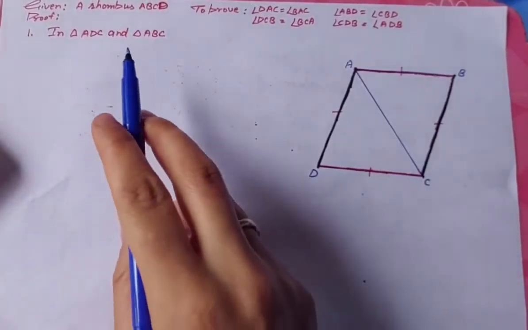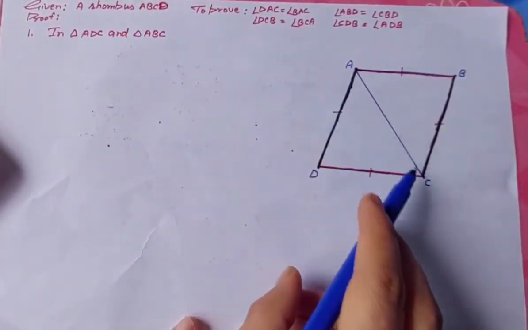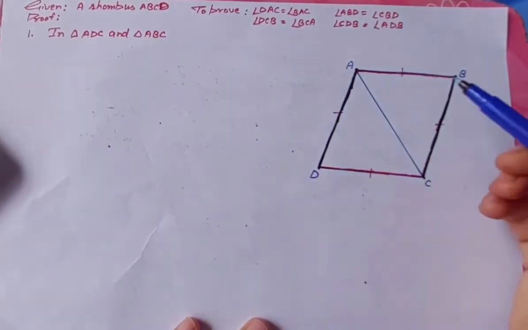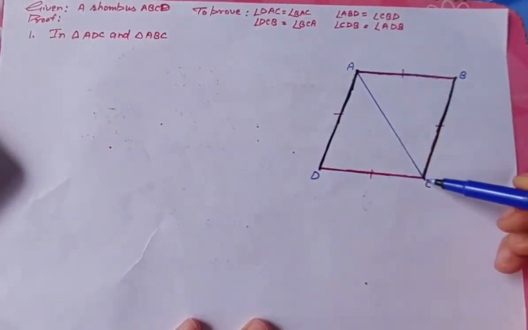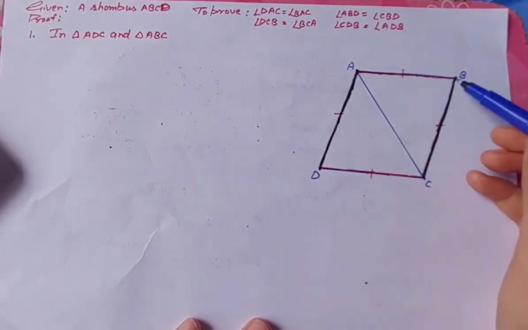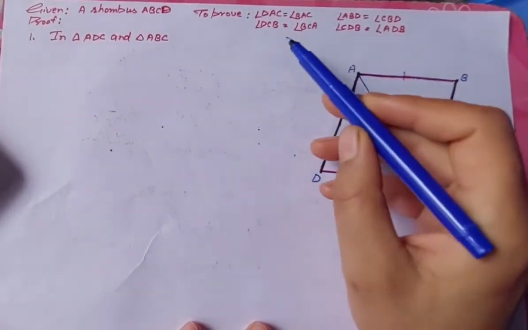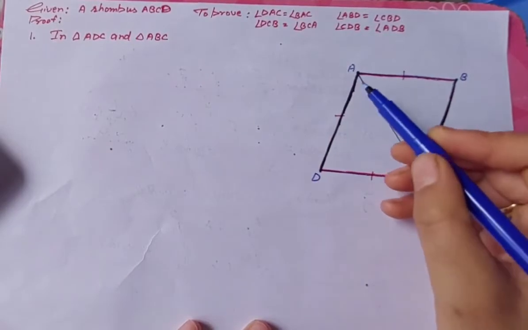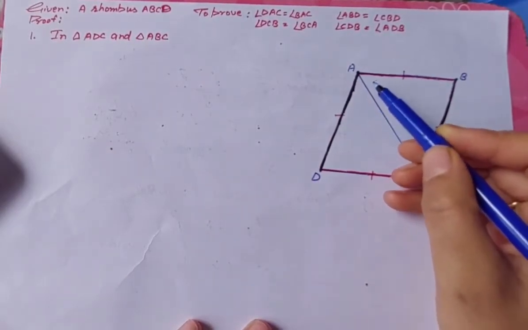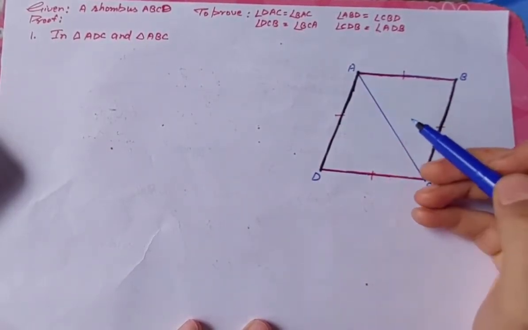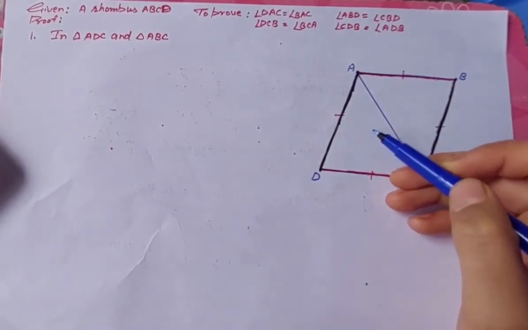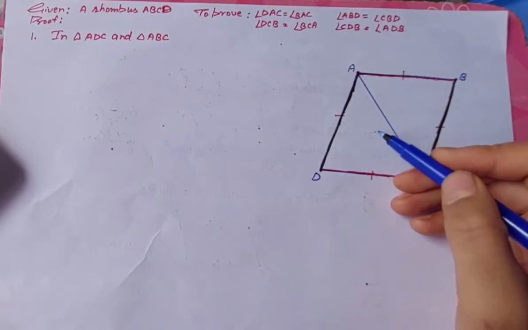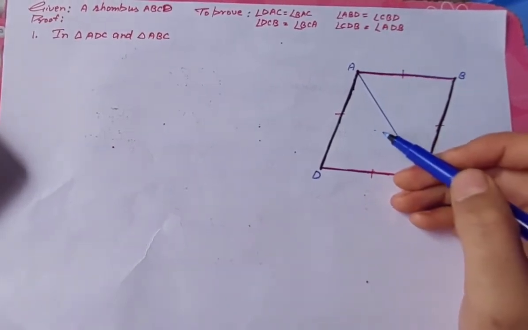So in this question, you were given a rhombus and you have to prove that the diagonal bisects the vertex angles. That means this diagonal bisects angle A and angle C, and the other diagonal bisects angle B and angle D. So we are focusing on the first result. If we have to prove this angle equals this, what do we need to prove? We need to prove these two triangles congruent. These two triangles can be proved congruent in two ways.